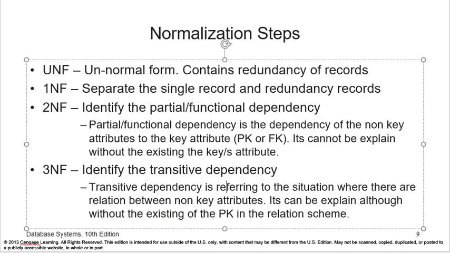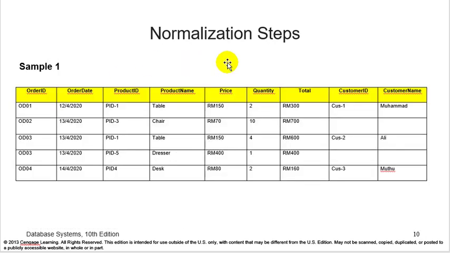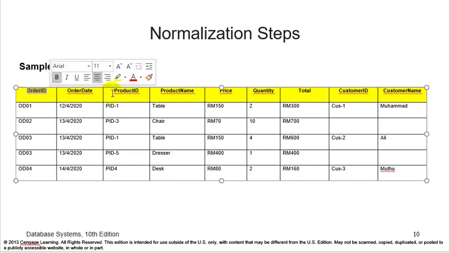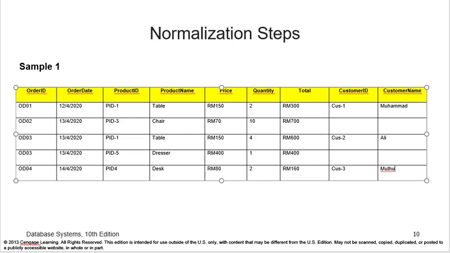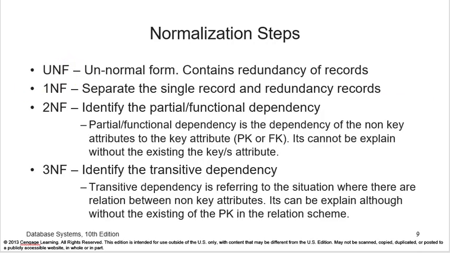So we try to do one exercise on how to normalize the table. In this sample one, this table contains information about the order ID, order date, product ID, product name, price, quantity, total, customer ID and customer name. This table actually is not a normal table, so you have to normalize the table. So follow these steps.